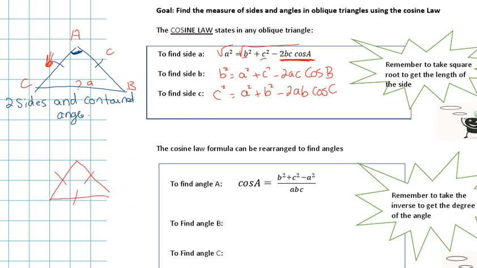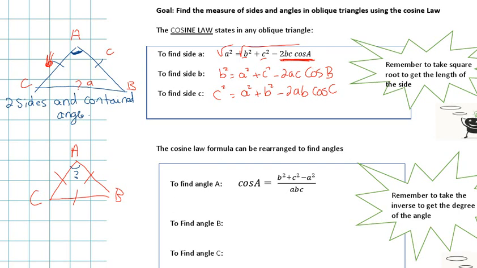Okay? So if you're given all three sides, that means you have to look for an angle. That's your only option, right? So let's say this is angle A, this is B, this is C, right? And I'm looking for angle A. I don't know what angle A is, I'm looking for that.